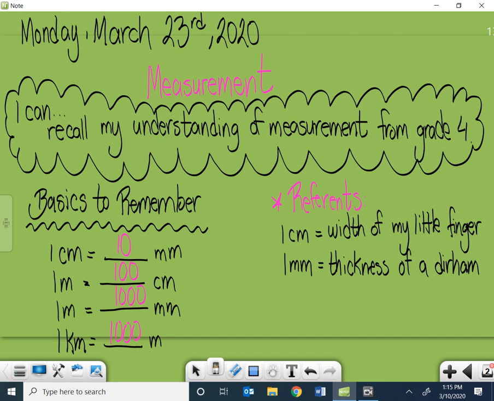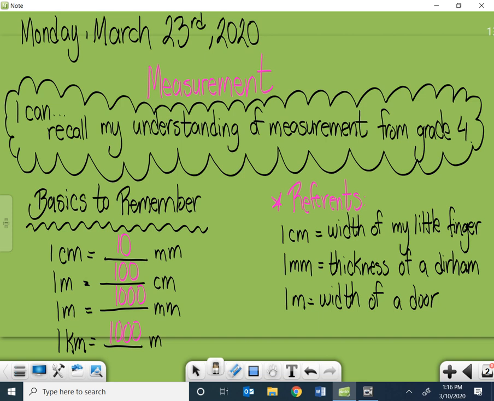That's about 1 millimeter. And then 1 meter, as you see in my classroom, I'm looking at it right now because I'm in my classroom and you're not, is about the width of a door. Again, not the length of a door, which is much longer, over 2 meters. But the width is about 1 meter. So these are reference points to help you have a visual representation of each unit.